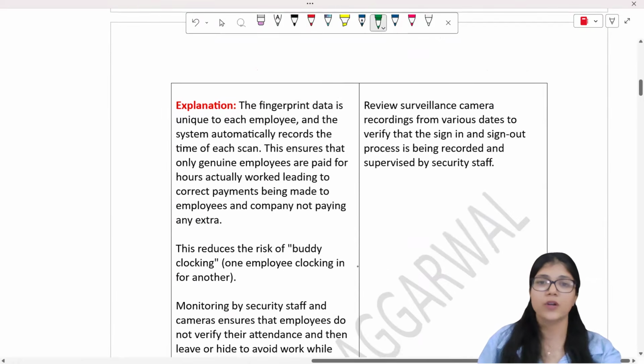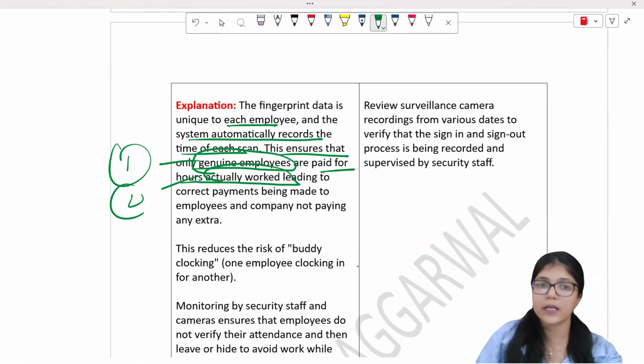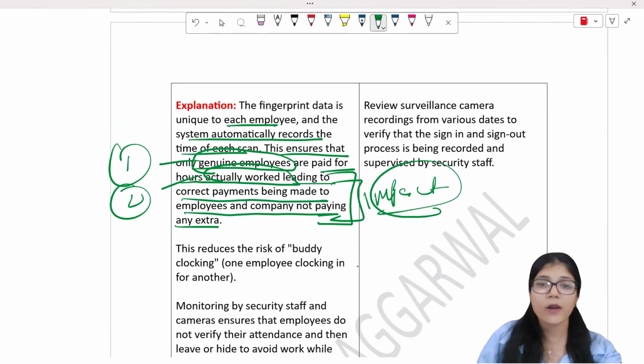All right. Explanation. The fingerprint data is unique to each employee and the system automatically records the time of each scan. We know this. This ensures that only genuine employees are paid for hours actually worked. So two things. One is genuine employees. Second is hours actually worked, leading to correct payments being made to employees and the company not paying any extra. This is the actual impact that we have to talk about. If we miss writing this impact, 0 marks.